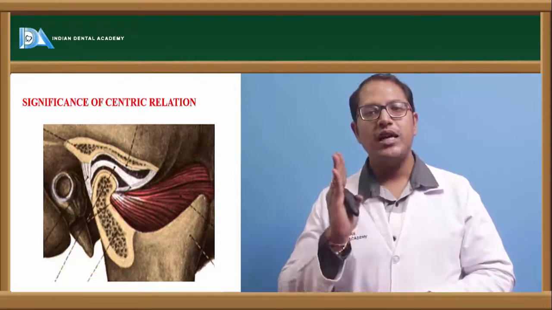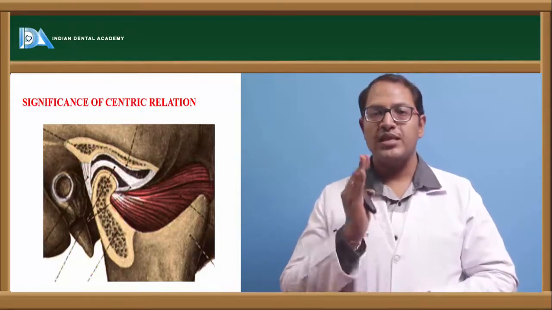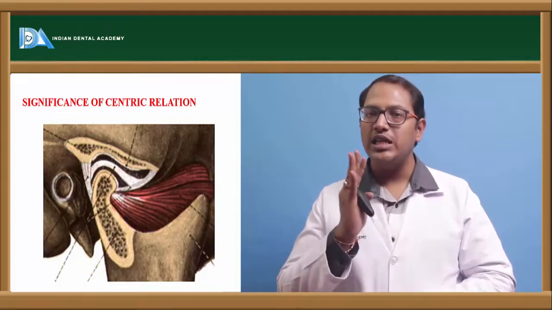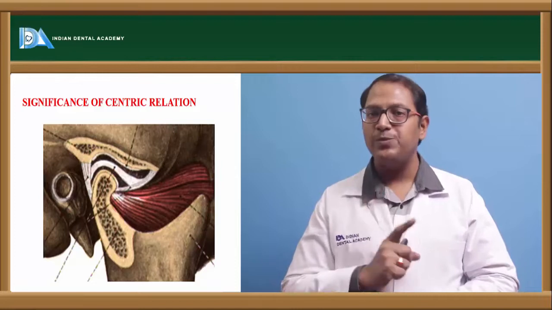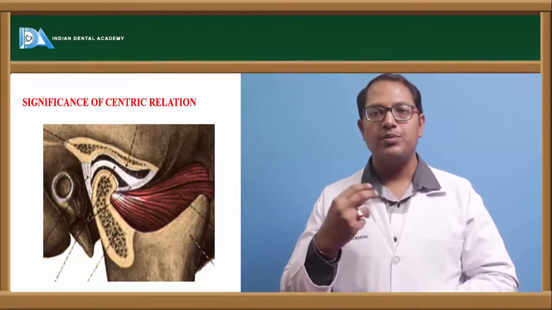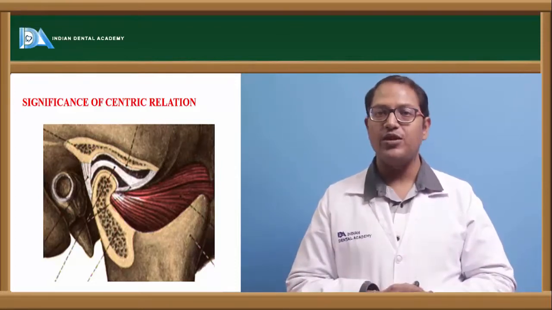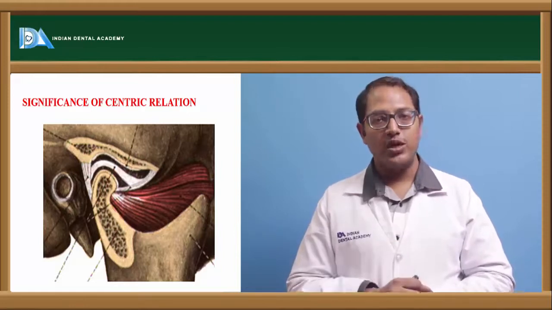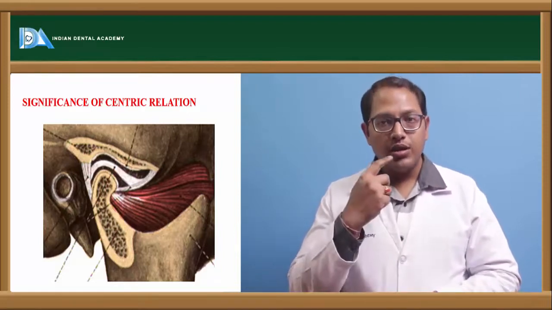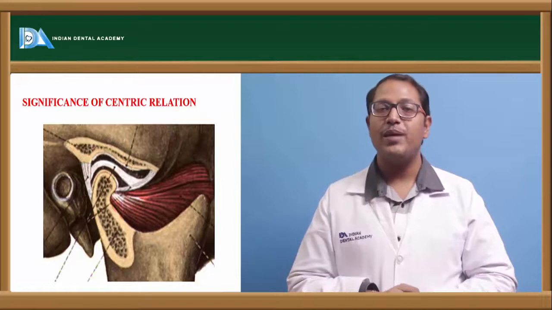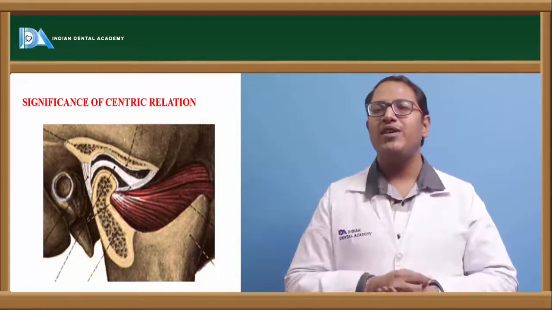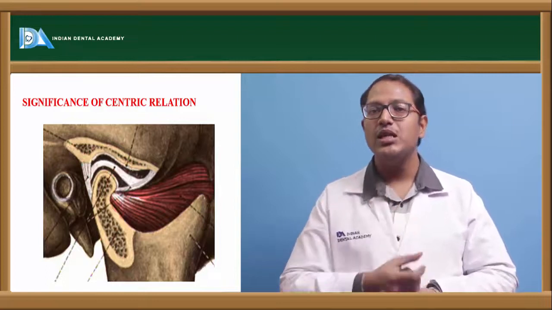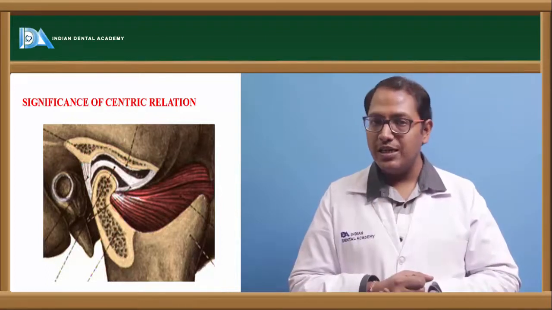In case of complete denture patients, the centric relation, centric occlusion equalizes the maximal intercuspation position. Whereas in fixed partial denture patients or the patient who has got teeth himself or herself, what happens is the centric occlusion is not coinciding with the maximum intercuspation position. There is always a 0.2 to 0.5 mm distance present between the centric occlusion and that of the maximal intercuspation.